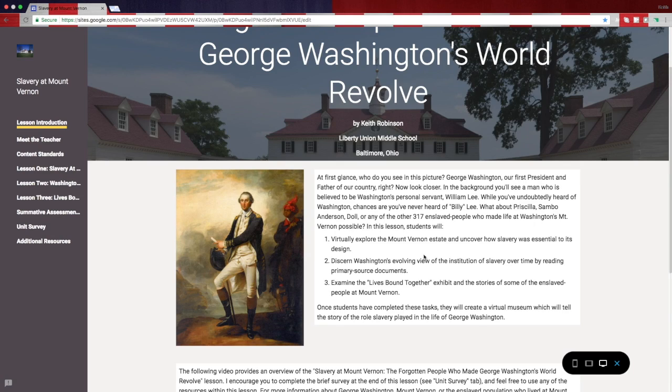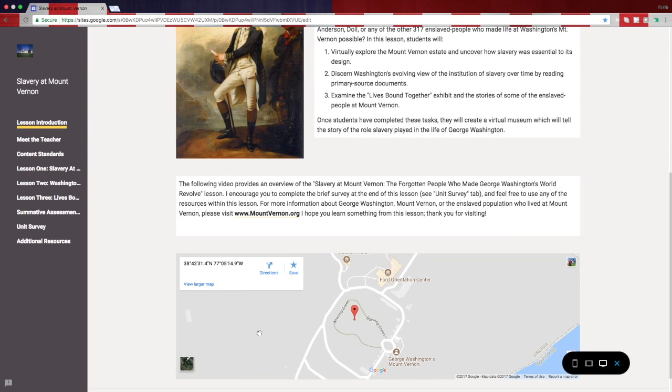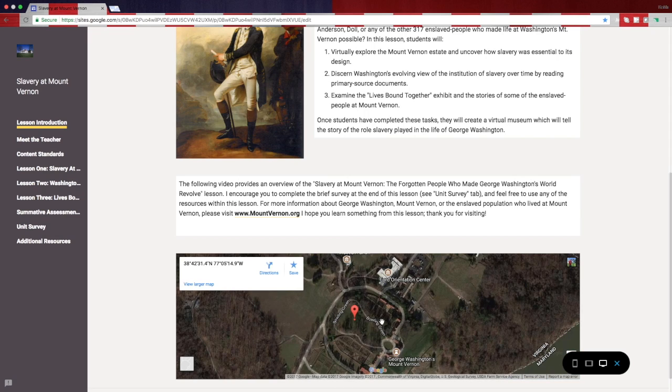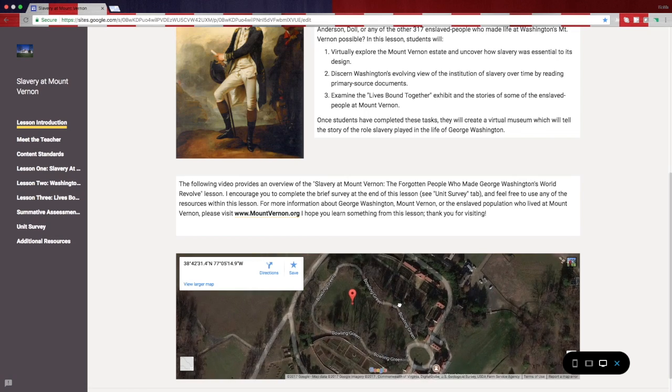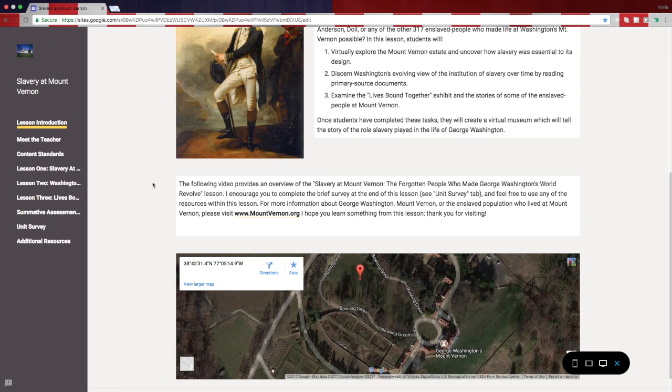Once students have completed these tasks, they will create a virtual museum which will tell the story of the role that slavery played in the life of George Washington. On this intro page, I've also included a Google map, which, if you would like to check out the grounds, that's one way to see it.